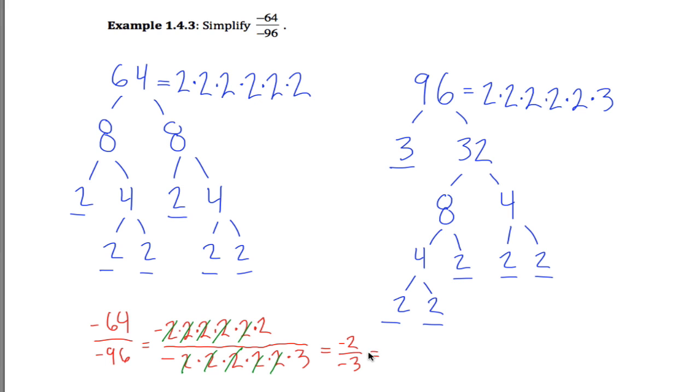And then you may remember from a previous section, our arithmetic section, that a negative divided by a negative is a positive. In other words, we can write negative 2 divided by negative 3 as just 2/3. And 2/3 will be our final answer here. In other words, negative 64 divided by negative 96, that fraction simplifies to just 2/3.